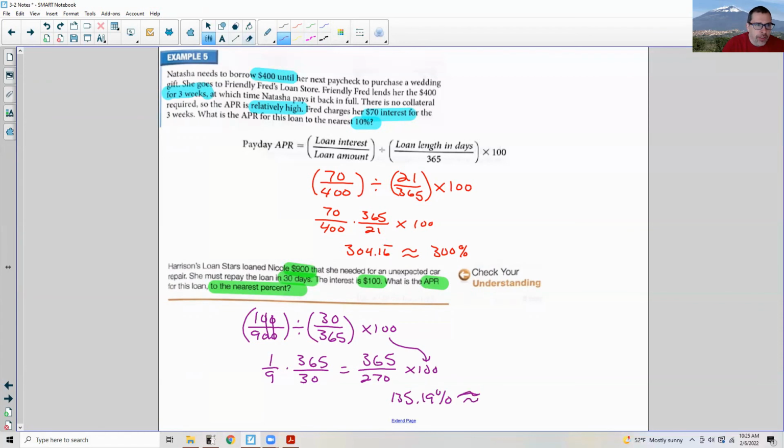To the nearest percent, which is approximately 135% interest. Still high, but not as bad as Friendly Fred. Fred isn't so friendly. Of course he's friendly.